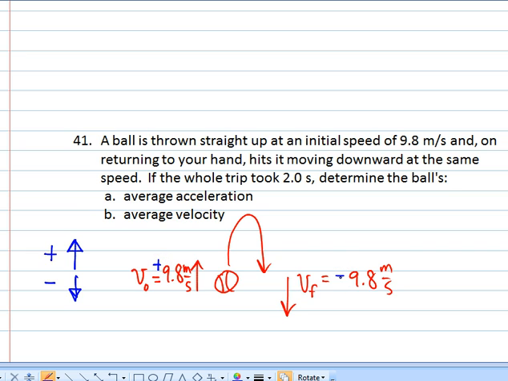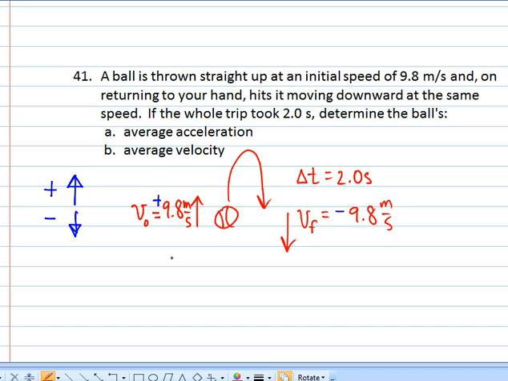Okay, that works. So let's see, what else can we identify? Well, another given is that the whole trip took 2.0 seconds, so the time interval is 2.0 seconds, and we're just trying to find, in other words, the unknown is the average acceleration. So our unknown is a equals, we don't know. Okay, so this is the diagram and the known quantities. This is the unknown, and that pretty much is step 1.